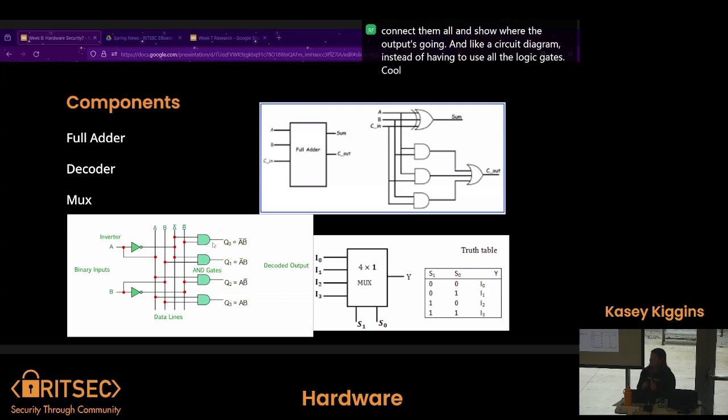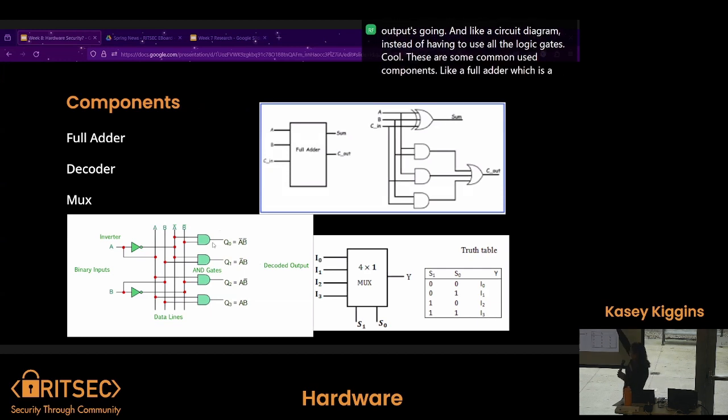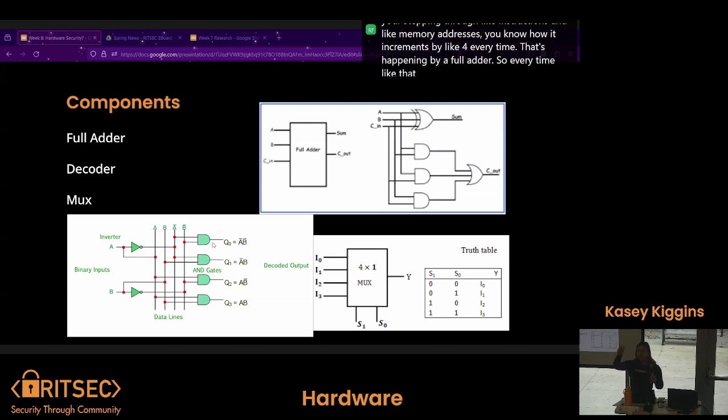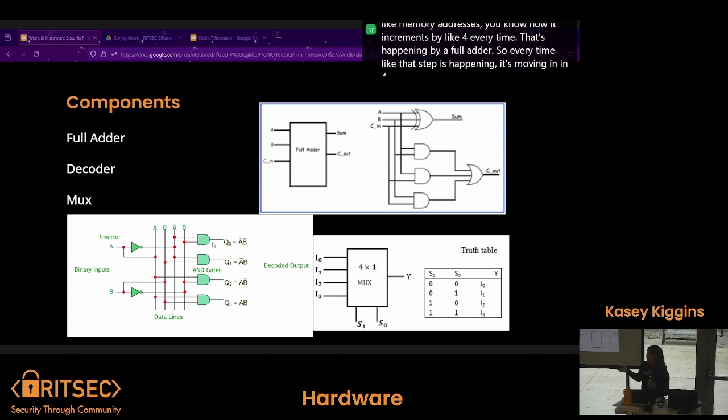Cool. These are some commonly used components, like a full adder, which is up here. This is used when you're adding and subtracting and changing binary numbers. This is used in CPUs. If you look at assembly and you're stepping through instructions and memory addresses, you know how it increments by 4 every time? That's happening by a full adder. Every time that step is happening, it's moving in 4, and it's just designed that way.